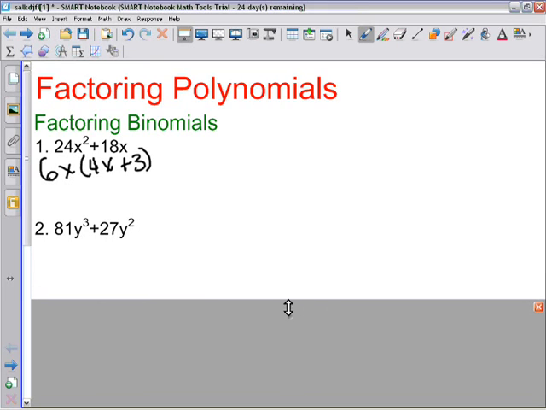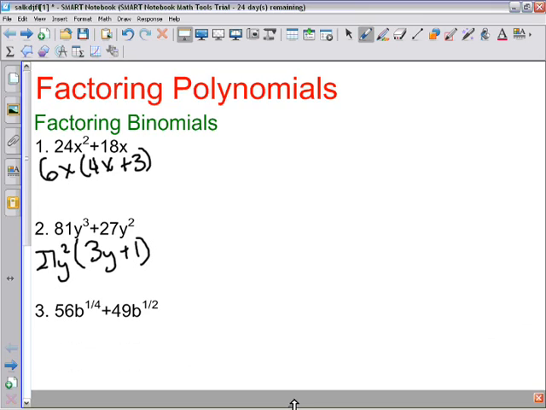81y cubed plus 27y squared. The greatest common factor here is 27y squared. Again, you must divide that greatest common factor out of the two terms to get 3y plus 1. The last term is 1 because 27y squared, the greatest common factor, is the same thing as the last term, so you get 1.